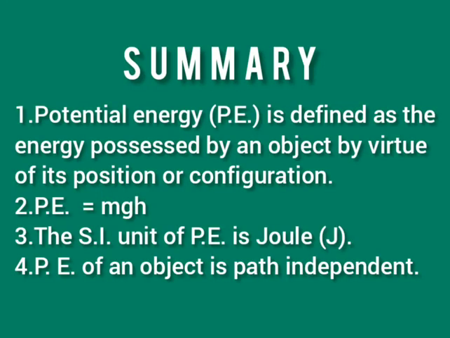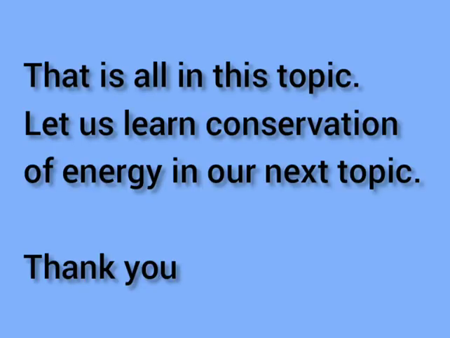Summary. Potential energy is defined as the energy possessed by an object by virtue of its position or configuration. Second, potential energy equals mgh. The SI unit of potential energy is joule, J. Potential energy of an object is path independent. That is all in this topic.